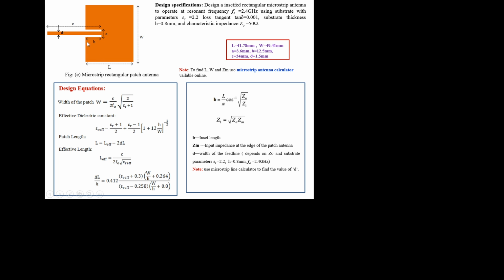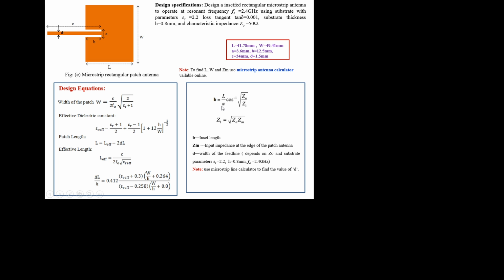So we have to find out the value of B here, and this D, based on the feed line characteristic impedance, that is 50 ohm here. To design this, we should use this equation. This is the equation to calculate the value of B at which the impedance of this microstrip structure is 50 ohm. That is L by pi, where L is whatever you calculated from here. This L we have to substitute here. Cos inverse of Z0 by Z1.